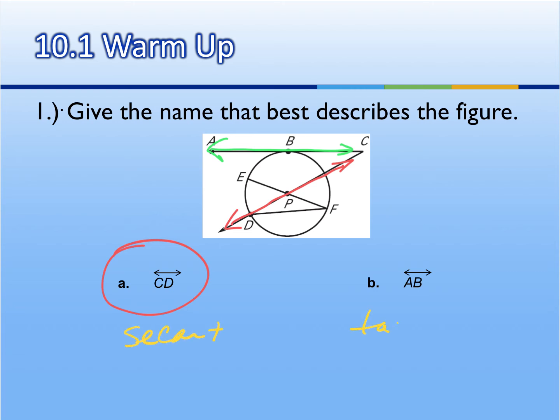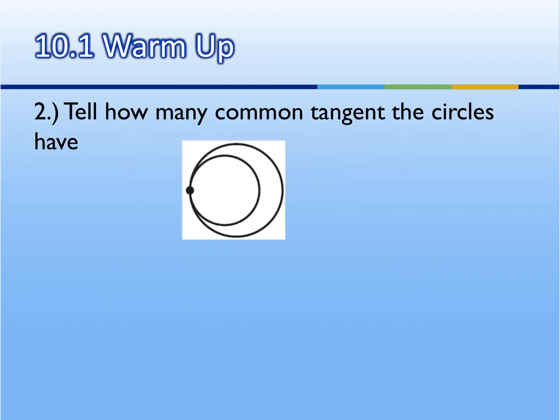AB is a tangent. You're also going to have questions. I know this was not in the review, but again, you can't just focus on the review. Use every resource I give you. Be able to tell how many tangents some circles have, and also classify the tangent as either being internal or external. This one only had one tangent in common, and it was an external tangent.